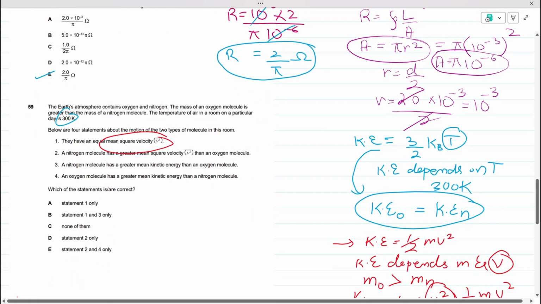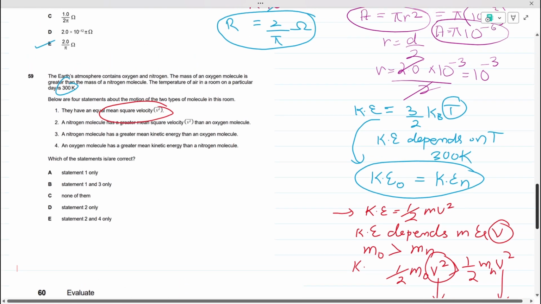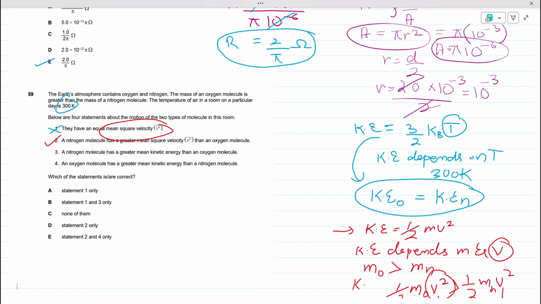If I go with the second statement, it says a nitrogen molecule has a greater mean square velocity than an oxygen molecule. Yes, a nitrogen molecule has a greater mean square velocity than oxygen. So B is the correct option. A is entirely wrong, right? So leave that. Let's read the third option: a nitrogen molecule has a greater mean kinetic energy than an oxygen molecule. No, these both have kinetic energy equal, right? From here we drop that. So the third option is entirely wrong.